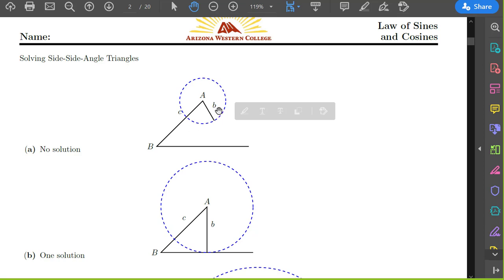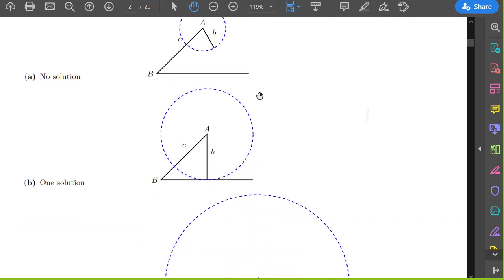It would trace out all of these. If side B is too short, side B couldn't touch side A down here. It's just too short. So in this example, we would get that there is no solution.